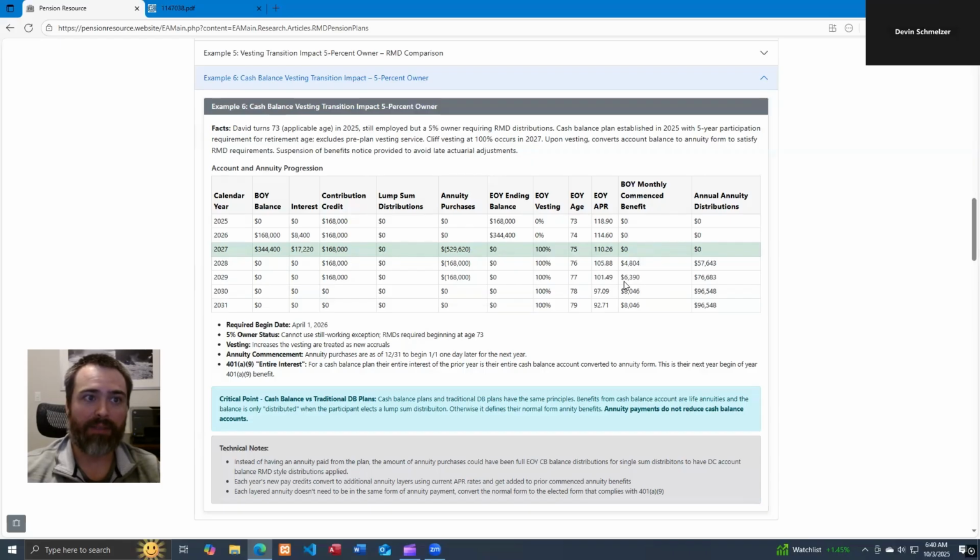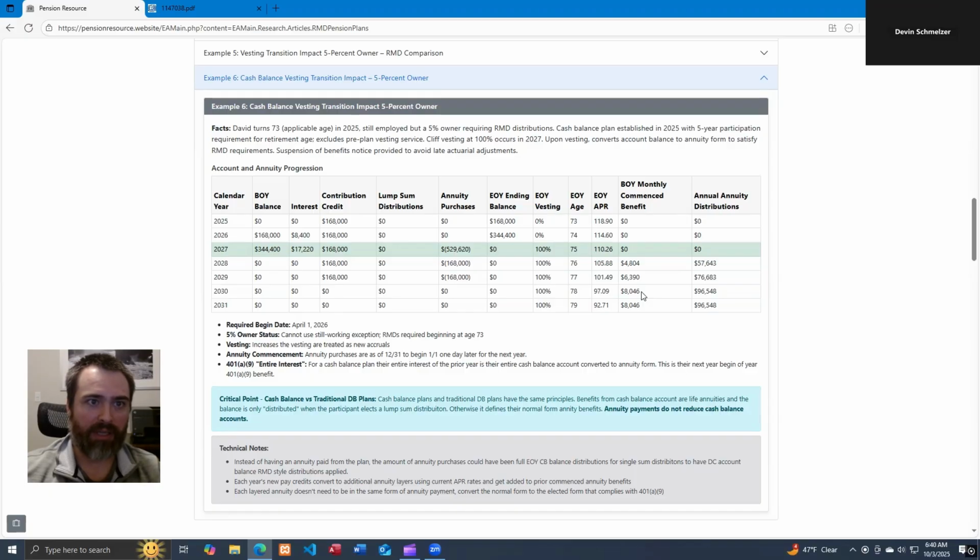Again, the next year, another layer happens again. So another year of a contribution credit, and that gets converted at the end of the year, and that gets added for a total amount of $8,046. So each year you get a layer that gets converted and added to it. And these things don't decrease or get recalculated every year for how much required distribution is done. These are life annuities.